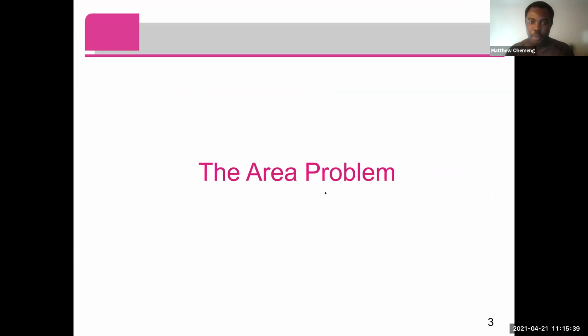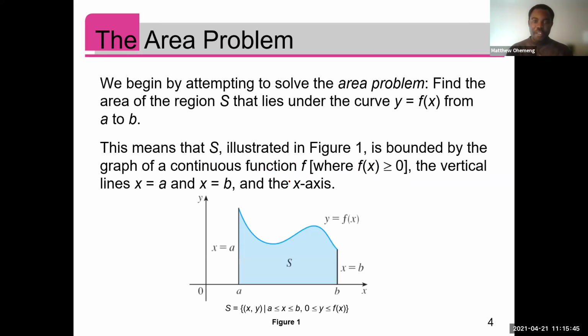Now let's see what this problem is about. We look at the area problem, which can be likened to the tangent problem in chapter 2. For the area problem, we are considering a non-negative function, f of x. So suppose you have a non-negative function, that's in blue here, and you are looking at it bounded within this region, from a to b.